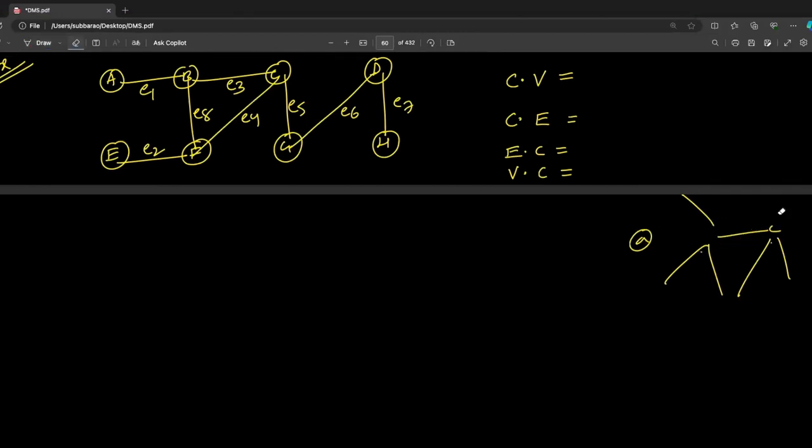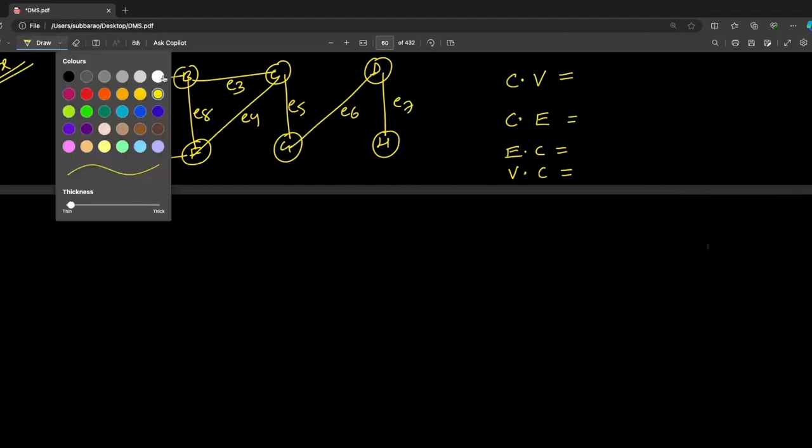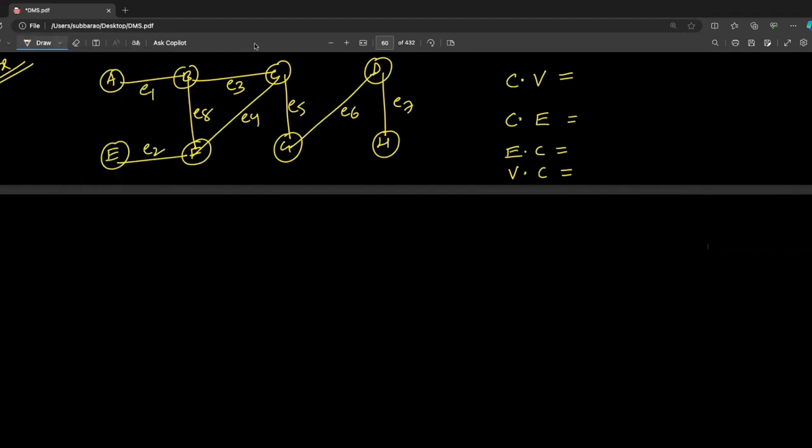Can you complete this problem which is available on the board? If you can do this, you will get the clarity. Can you find out yourself who are the cut vertices? Who are the cut edges?